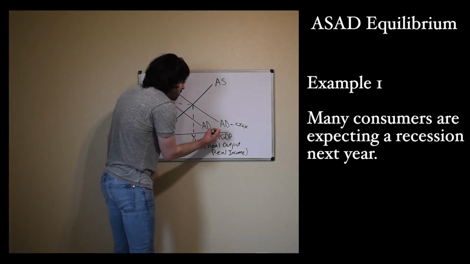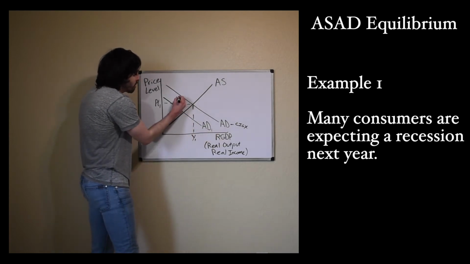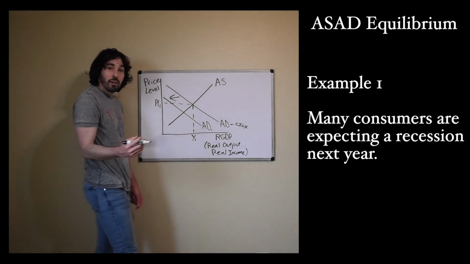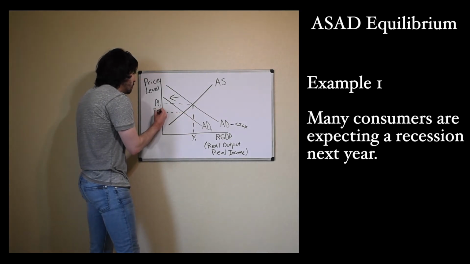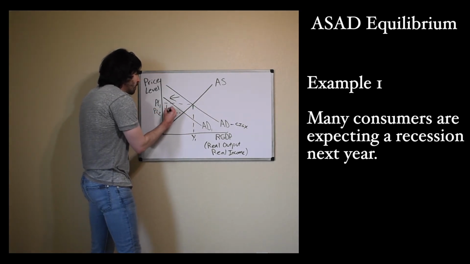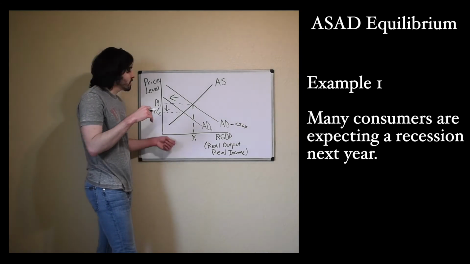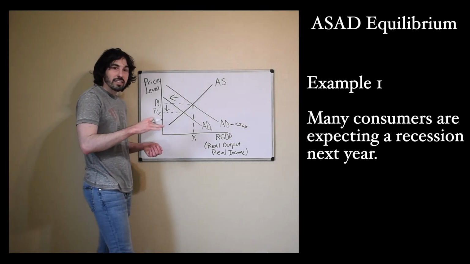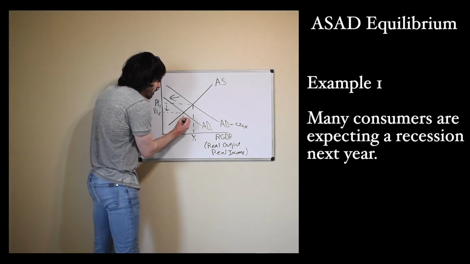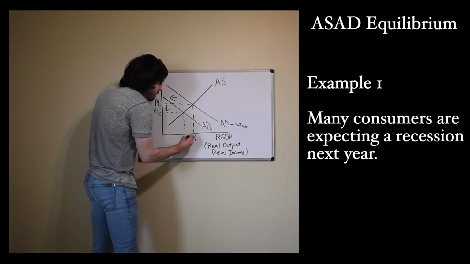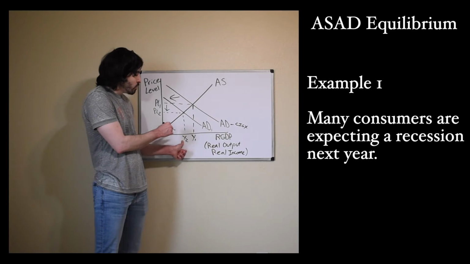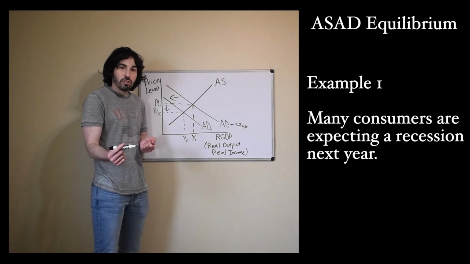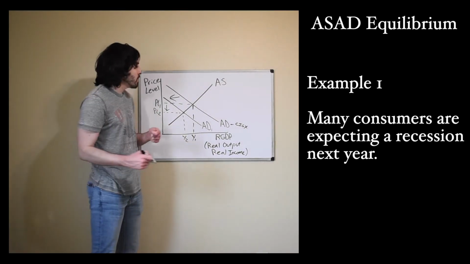And now, here's our new AD1 curve. We've got an arrow showing which way our curve is shifting. I'm going to label my new price level, which is going to be PL2. Show a downward arrow showing that we're experiencing some disinflation. Prices aren't rising as quickly as they had been. And then I'm also going to label the new output as Y2. This is our new real national income, or our new real GDP, or our new real output.